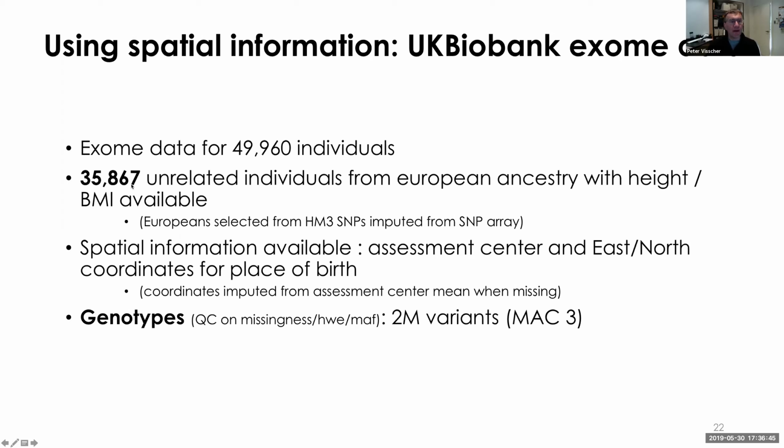So we extracted in total just under 36,000 unrelated individuals of British ancestry, where we had height and BMI. We had spatial information, either the assessment center or coordinates for the place of birth. And we had genotypes or sequence variants, in total 2 million. Of course, this is a lot less than we have from the TopMed sample, because this is only the exome plus some common variants.